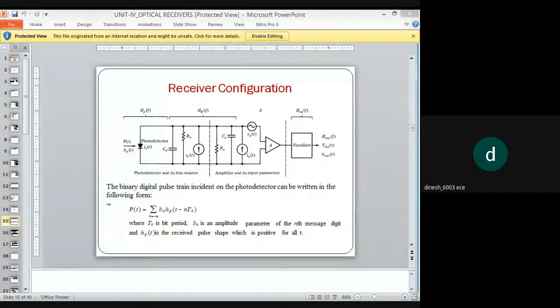The binary digital pulse train incident on the photodetector can be written in the following form: P of t is equal to summation n is equal to minus infinity to plus infinity bn hp of (t minus nTb). Tb is the bit period, bn is the amplitude parameter of the nth message digit, and hp of t is the received pulse shape, which is positive for all t.